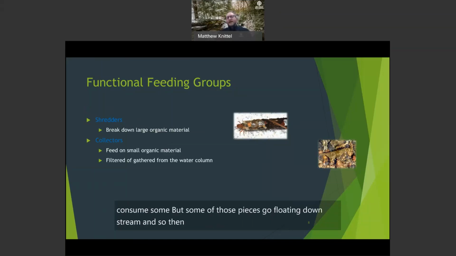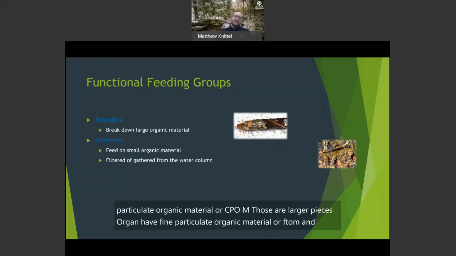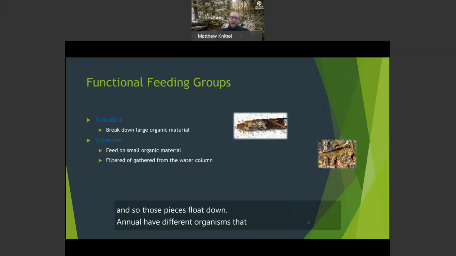And so we have collectors that, like the black fly larva I was talking about earlier, they have those little fans on their head that collect things that are floating down. So they're going to collect that organic material. So you can have coarse particulate organic material, or CPOMs, those are larger pieces, or you can have fine particulate organic material, or FPOM. And so those pieces float down, and you'll have different organisms that are able to collect those and gather them up and eat them.